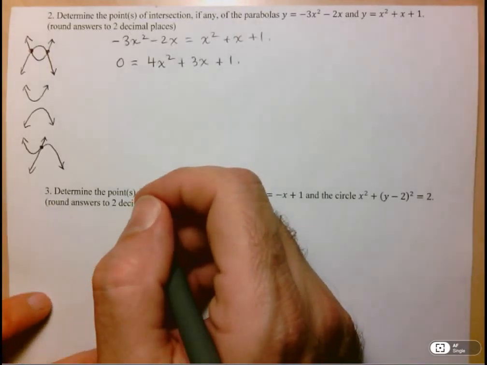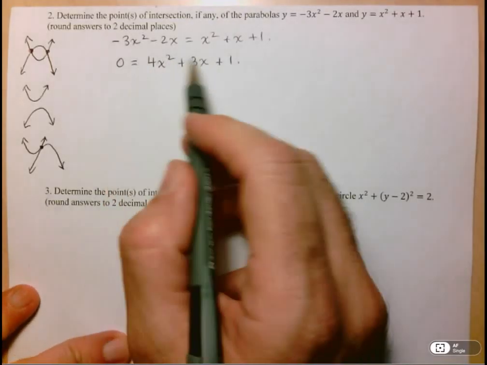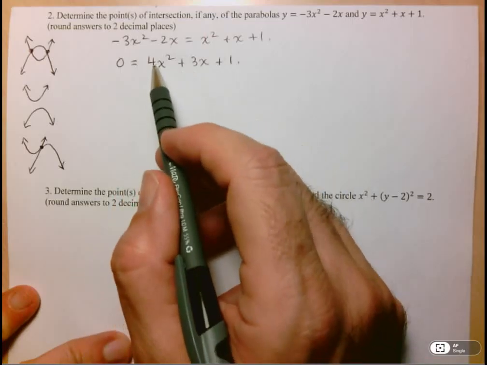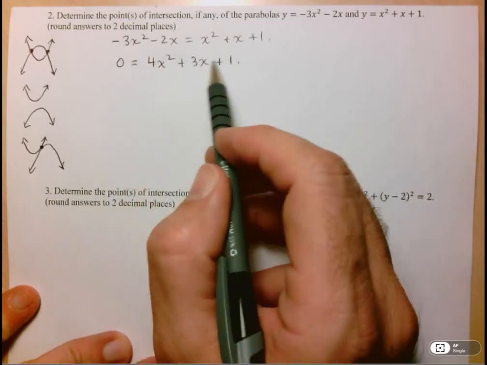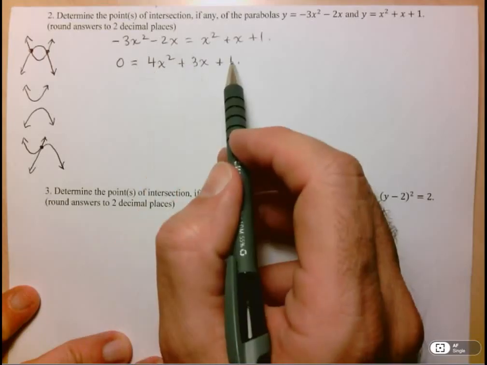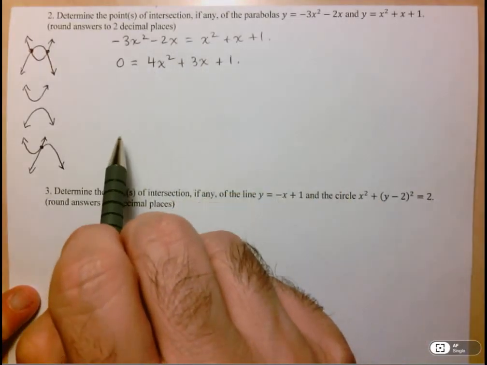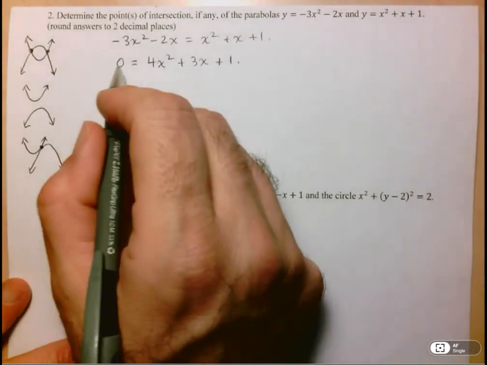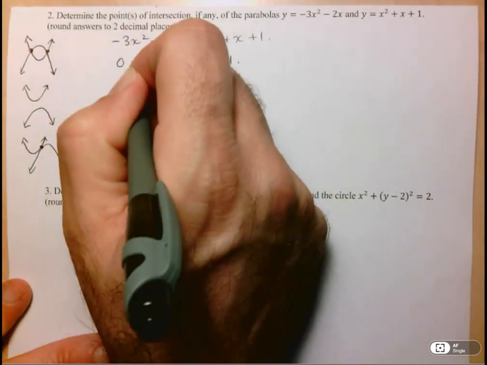So again, I could try to factor, but it's not looking too promising, because even though 4 is 4 times 1, everything's positive. I would have to subtract 4 and 1 to get 3, and everything's going to have to be positive. So we're going to use the quadratic formula. Since it's in the correct form, I can go ahead and solve it now.